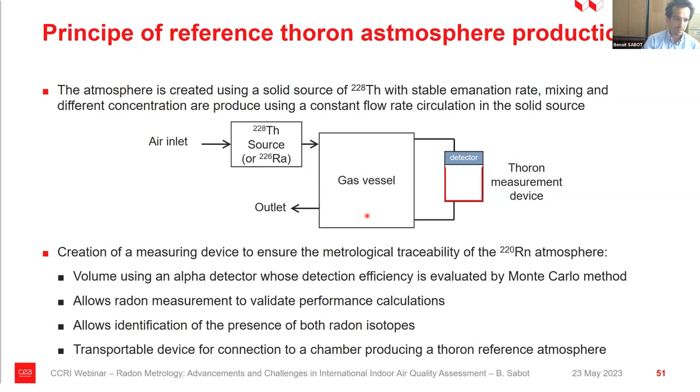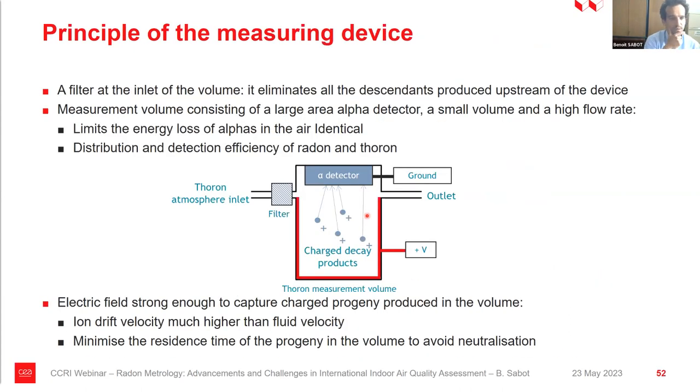Of course, it must be possible to identify if we have both radons inside the atmosphere, because it can be quite critical. And our idea was to develop a transportable device so that it can be used by other laboratories to use it for their thoron atmosphere and calibrate devices. So the principle of this device is based on a small chamber that is catching the decay products of radon using a very strong electric field at the surface of an alpha detector that is linked to the ground.